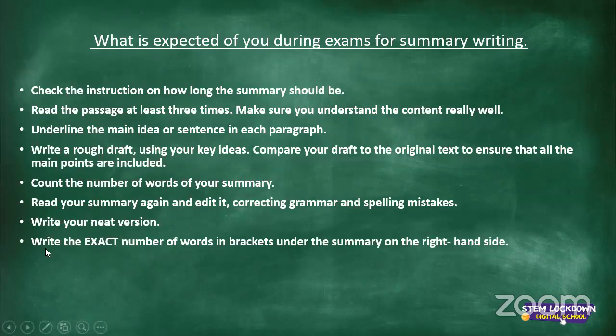And then finally, once you're done writing your final neat version of your summary, write the exact number of words in brackets under the summary on the right-hand side, okay? So I'm sure you learned this in grade 8, okay? Whenever you write your summary, if you're being asked to write a summary of 70 words, you write it, and once you are done, on the right-hand side of your summary, you write the exact number of words that are required.